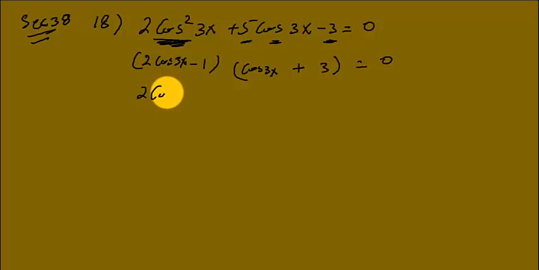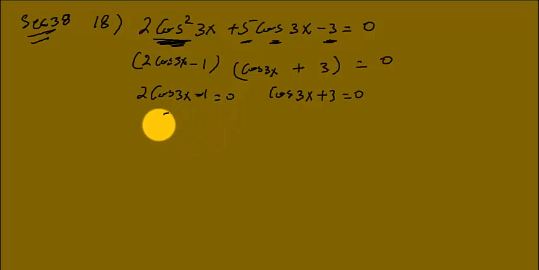I set 2 cosine of 3x minus 1 is equal to 0, and I set cosine of 3x plus 3 is equal to 0. Okay, let's solve for both of these.